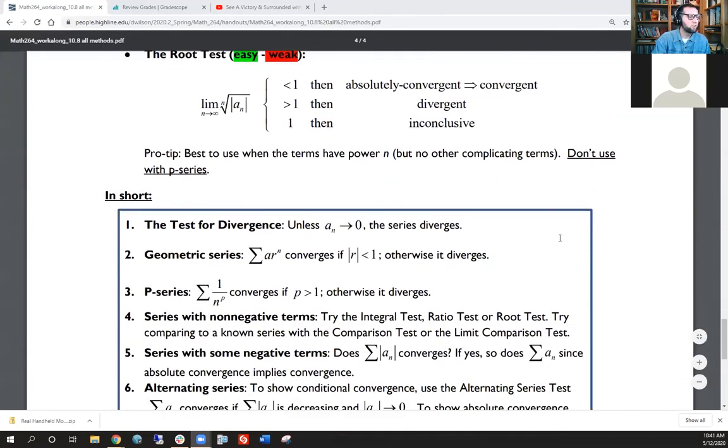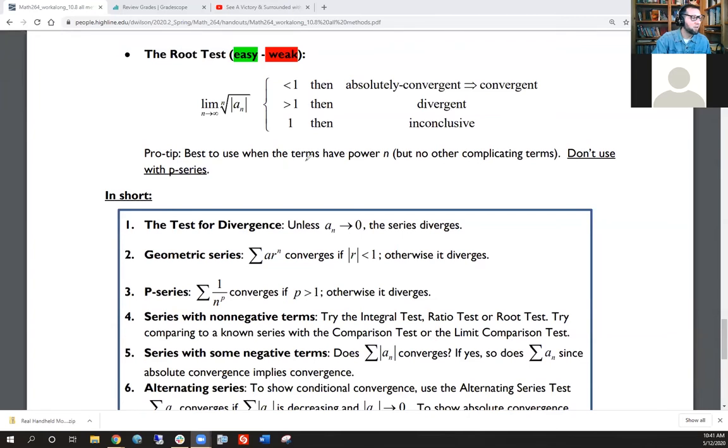Root test is the same. The one comment I would make on the root test is that it's best used when you just have a power of n, but nothing else. I would tend to use the ratio test before the root test, because the ratio test will usually work when the root test does, but oftentimes not the other direction. So the ratio test is a little bit more powerful.